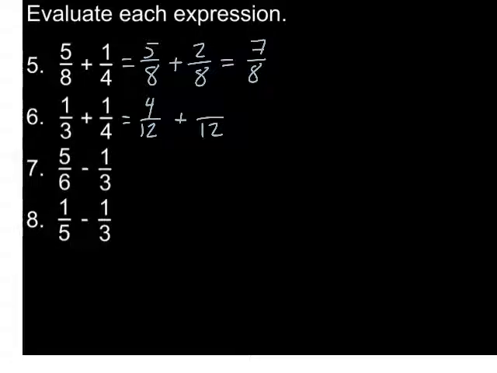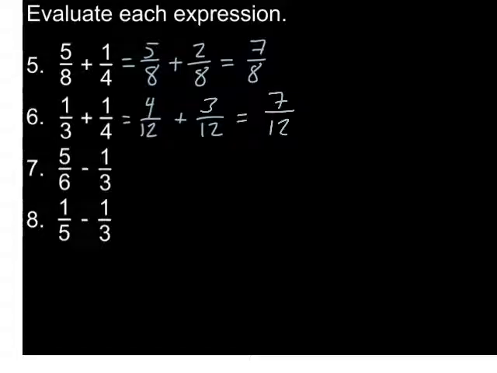On the second one, what am I multiplying the 4 on the bottom here by in order to make that into 12? Well, that's going to be a 3. So I multiply the 1 on top by 3, and that gives me, of course, 3. Now I can go ahead and do the addition, so I end up with 7/12.